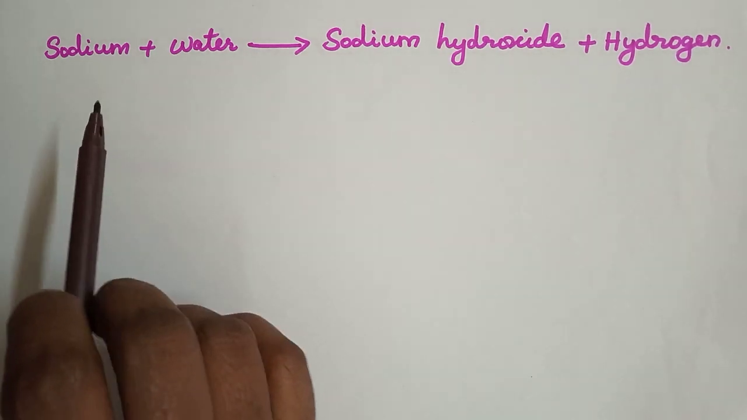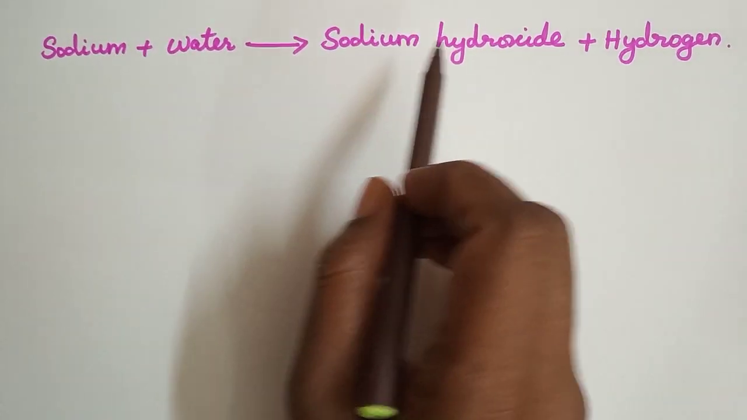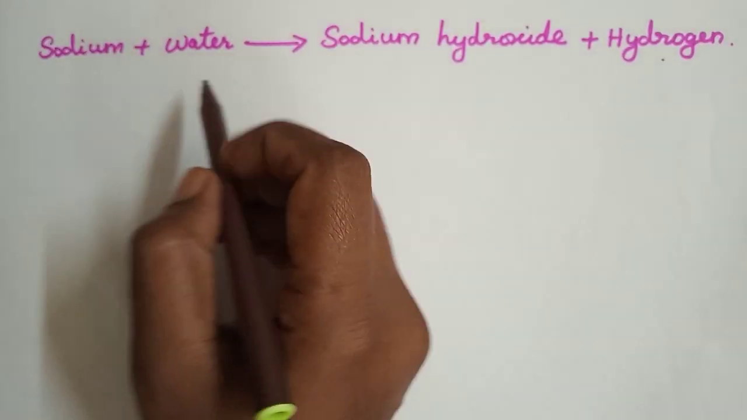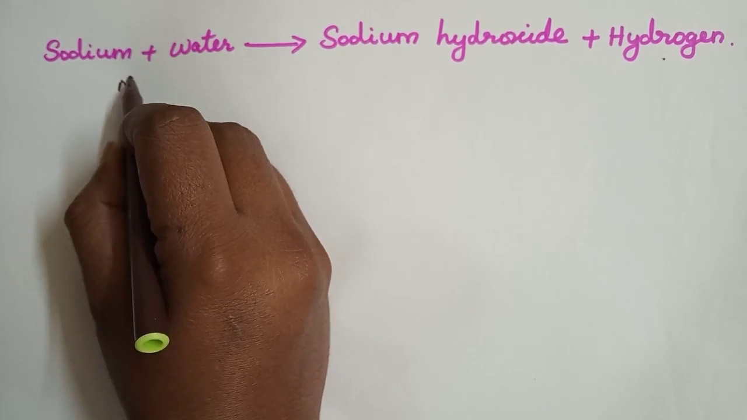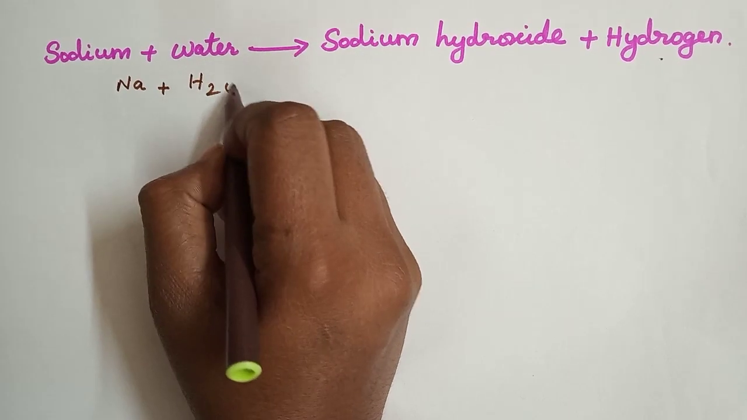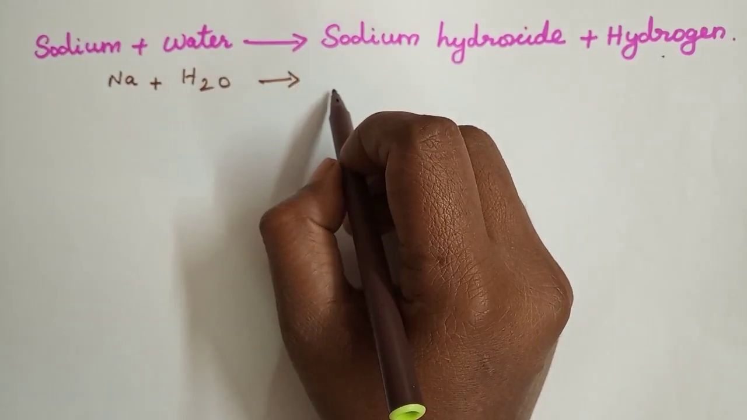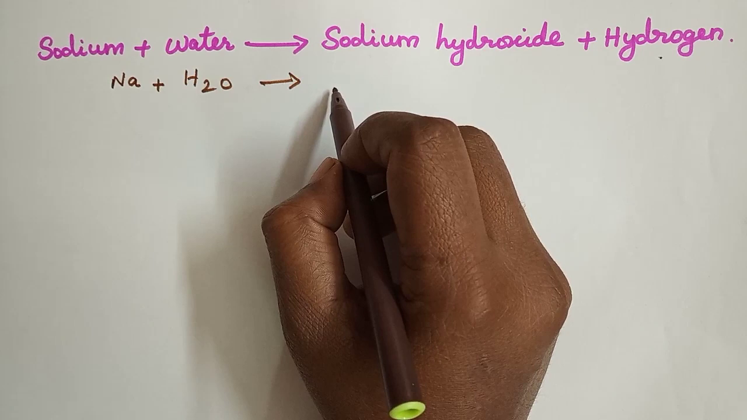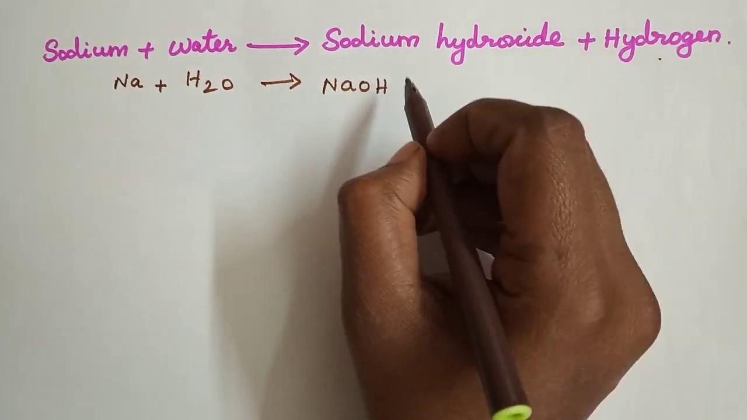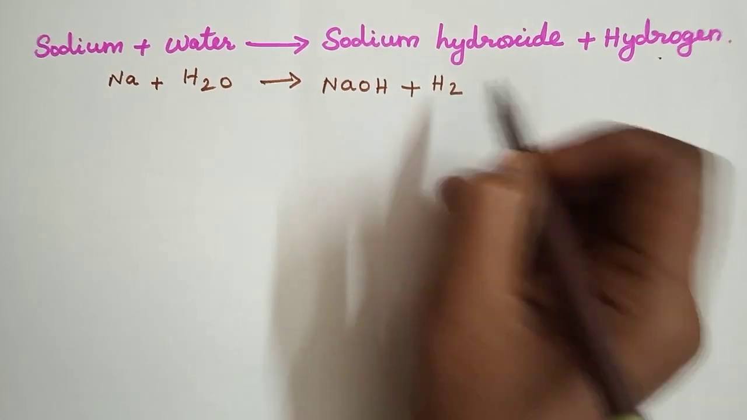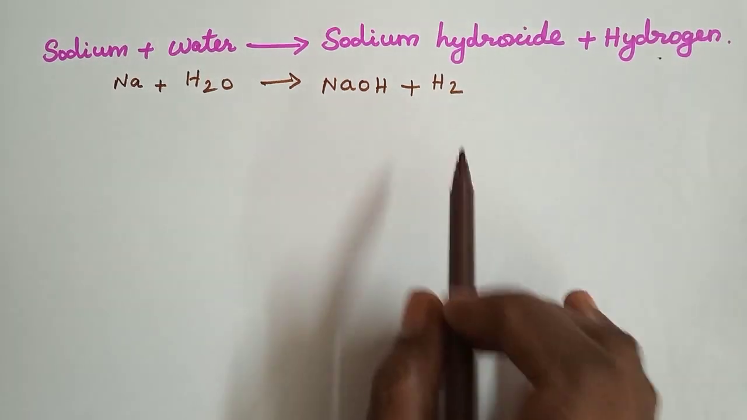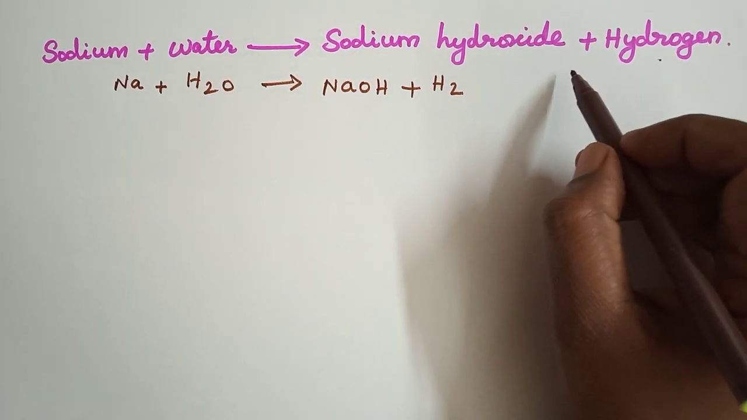One more example. See, sodium plus water gives sodium hydroxide plus hydrogen. Okay, so here how can we write sodium? Sodium molecular formula Na plus water H2O gives sodium hydroxide. Okay, sodium hydroxide, how can we write? NaOH plus hydrogen. Understood? This is a word equation, this is a symbol equation. Now we have to balance the equation.